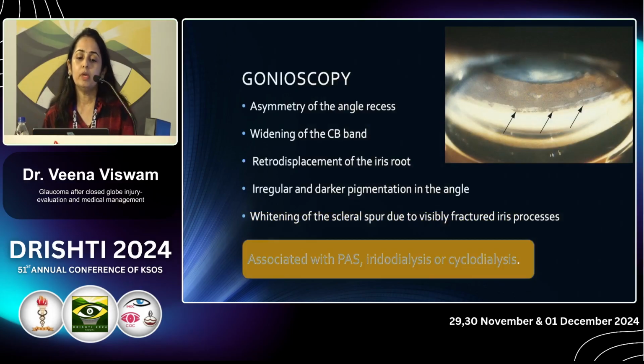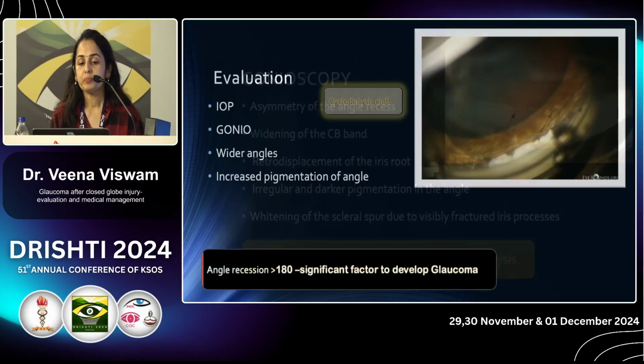In gonioscopy, we know that in angle recession there will be asymmetry of the angle recess, widening of the ciliary body band, retro displacement of the iris root, irregular or darker pigmentation in the angle, whitening of the scleral spur due to visibly fractured iris processes, and associated peripheral anterior synechiae. Iridodialysis or cyclodialysis also may be present.